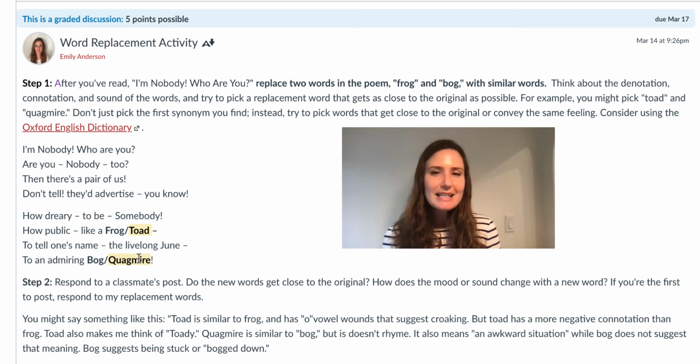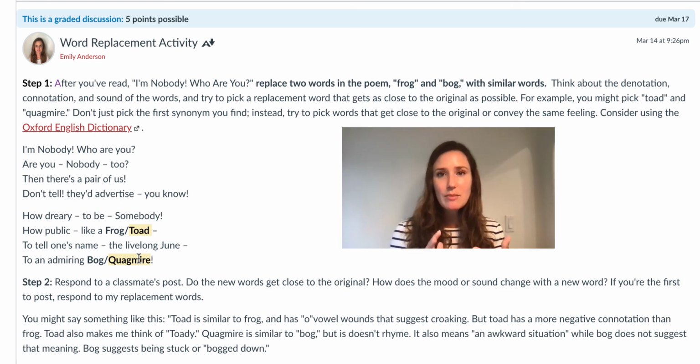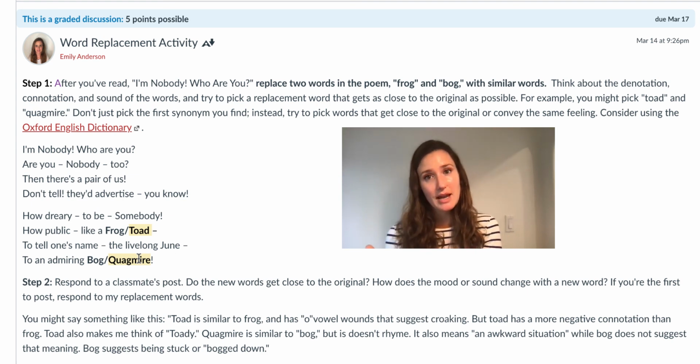So I know it might seem silly, but unpack these words, think about how the replacement words change the meaning or how they don't change the meaning. I hope that helps.